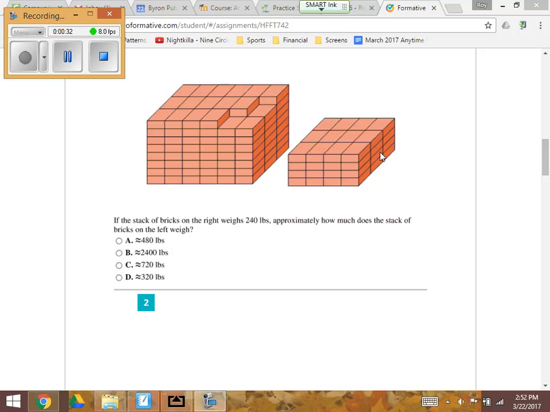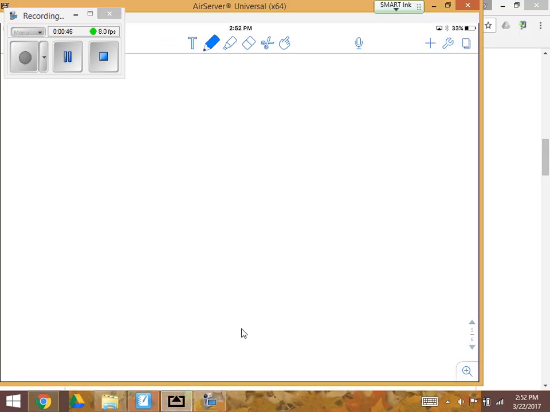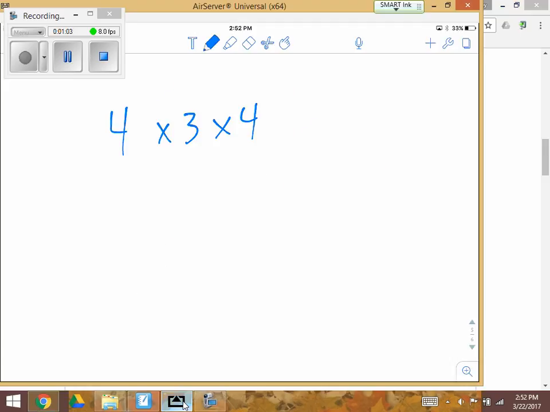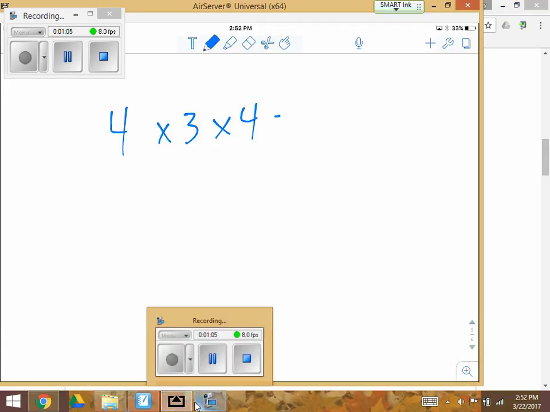I'm going to look at the volume of this shape. So I have 4 blocks going this way, I have 3 blocks going this way, and I have 4 blocks tall. So I'm going to write a little volume problem here, and that's 4 times 3 times 4. Again, where did I get those numbers? Because it's 4 left to right, it's 3 going to the back, and it's 4 blocks tall. Okay, so 4 times 3 times 4 is about 48 blocks total.